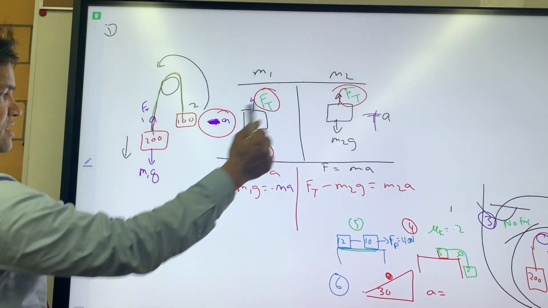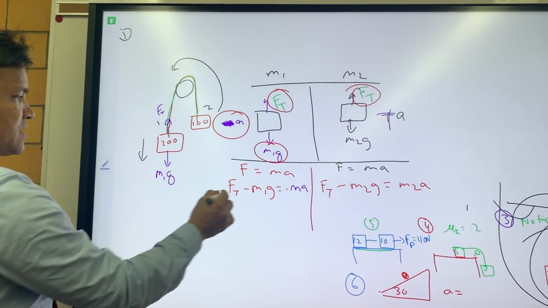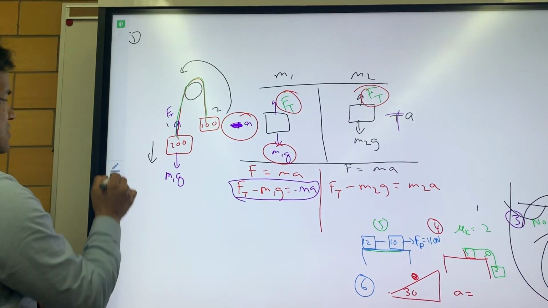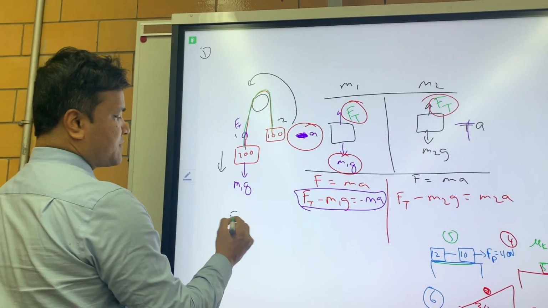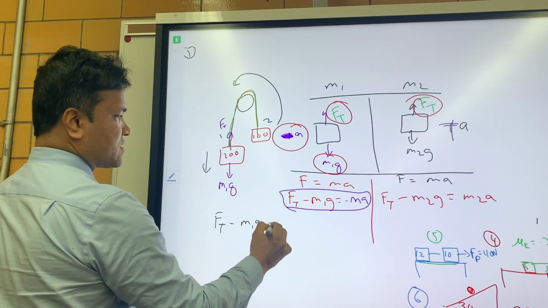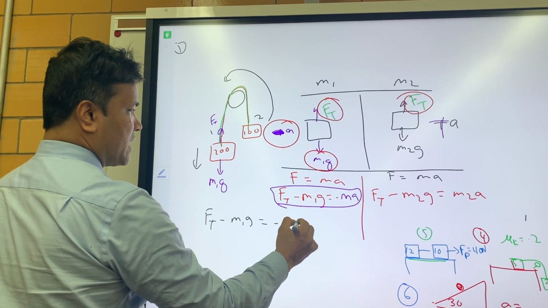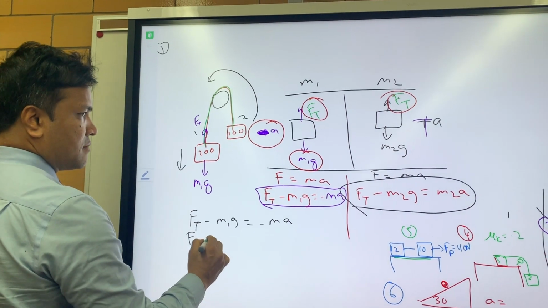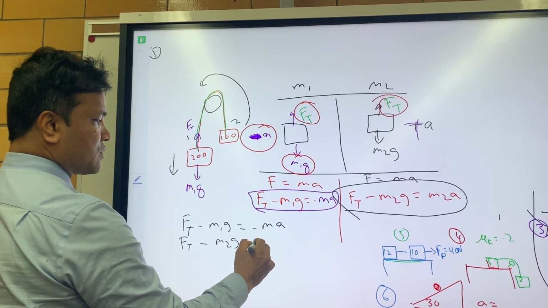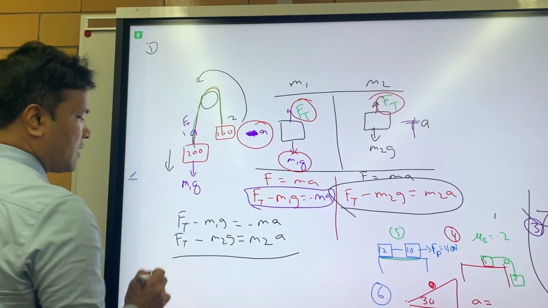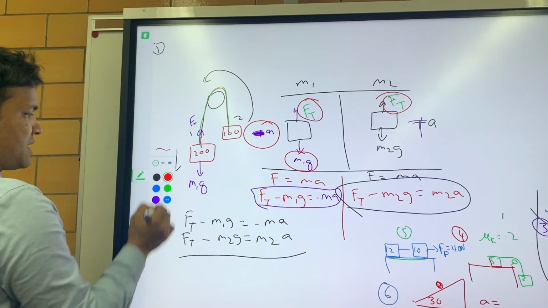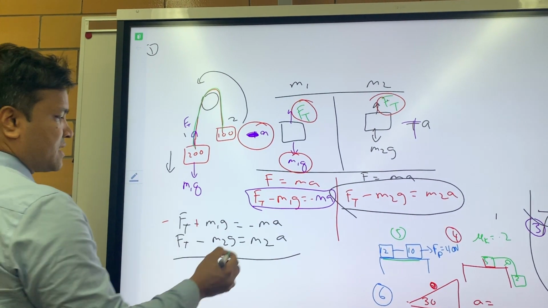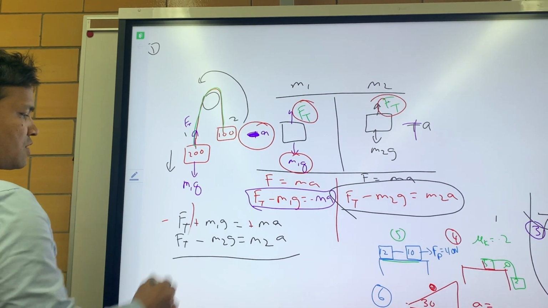Okay, now I have two equations. I'm going to put them on top of each other. So let's write this one: Ft minus m1g is equal to minus m1a, and this one is Ft minus m2g is equal to m2a. Let's multiply this one by negative. Negative, positive, positive. Okay? So I'm going to cross this one.